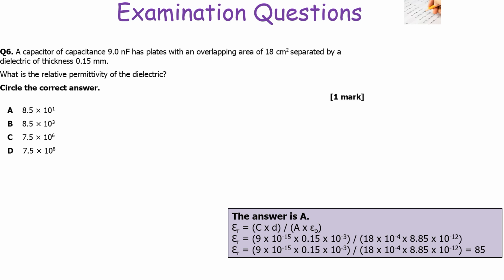You can work that all the way through and you get your answer out to be 85, which is given to be 8.5 times 10 to the 1, which works it through to be A.